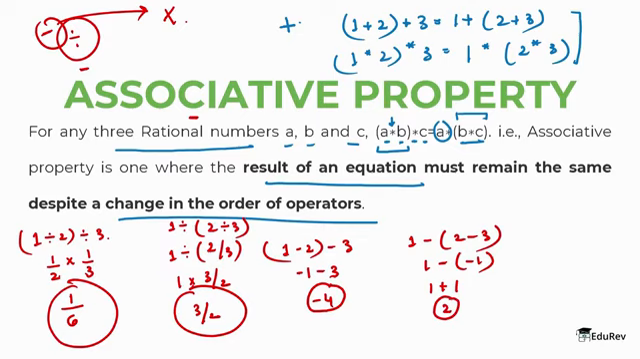That means in case of my division as well, I can say that associative property does not work. So at the end of all this discussion, we come to a conclusion that in case of my associative property of my rational numbers, your subtraction and your division are not closed under your associative property, whereas your addition and your multiplication are closed under your associative property.